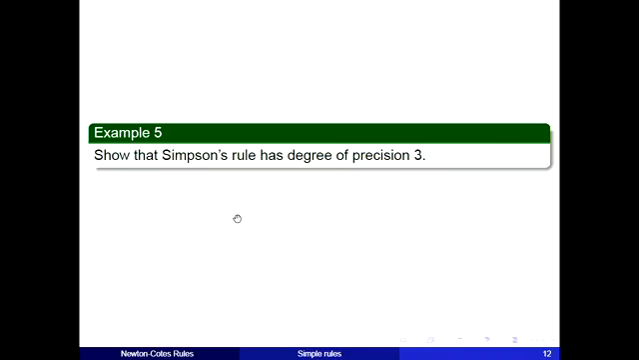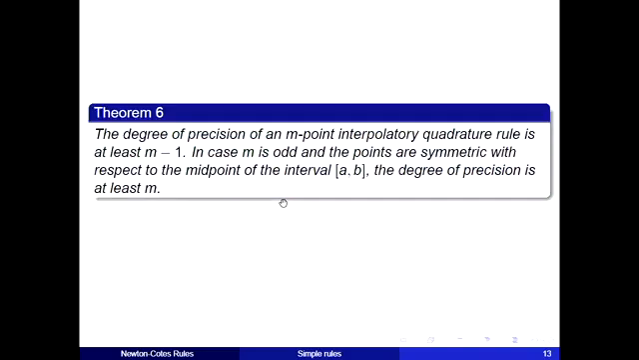And we did an example of the Simpson rule. We didn't do the example for the general Simpson rule, but we did an example for the Simpson rule from -1 to 1, and you see that the degree of precision is equal to 3. Okay? And in general, the theorem says that suppose you have an m-point interpolatory quadrature rule, then the degree of precision will be at least m minus 1. Okay? And if m is odd and the points are symmetric with respect to the midpoint, then the degree of precision will be m. So we are going to prove it quickly. So how do we prove it?